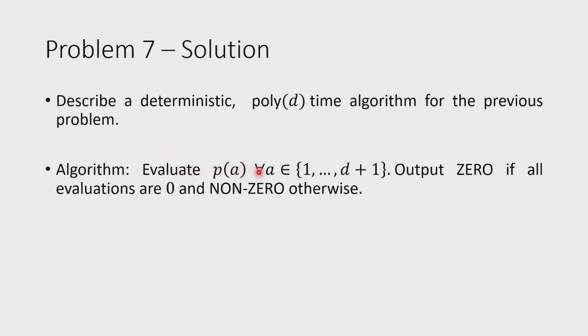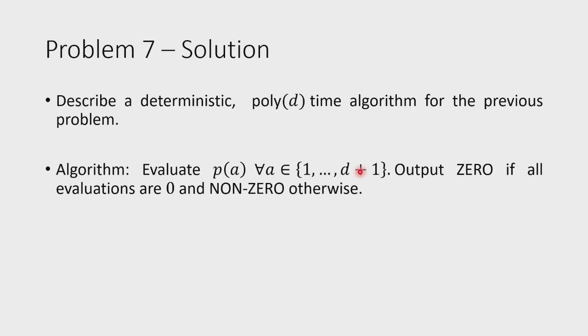Evaluate P(a) for all a in 1 to D plus 1. Output 0 if all evaluations are 0, and non-zero otherwise. Why D plus 1? Well, there are at most D roots, right? So D plus 1 is fine by the pigeonhole principle. One of them has to be a non-root. Yes. So we don't even need 2D. The only reason we needed 2D over there was because we wanted the success probability to be at least half.